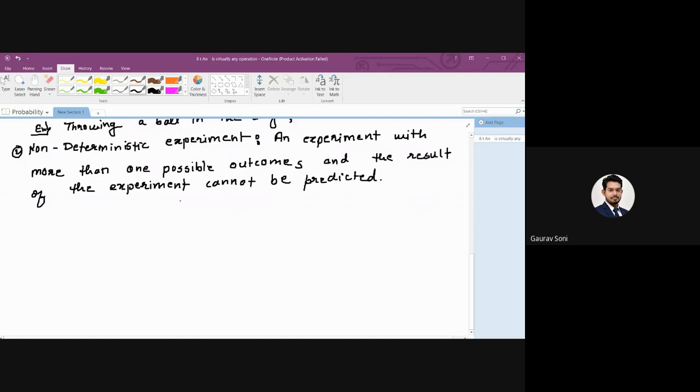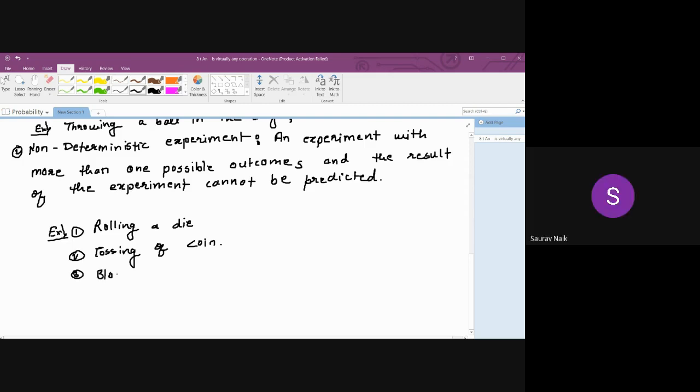Okay, say for example, rolling a die. The outcomes are going to be 1, 2, 3, 4, 5, 6. Tossing of a coin. Blood group of a person. Can we say selection of any project, because probably 2 or 3 projects can be selected like that? Yes. Blood group of a person can be O, A, B, AB, whatever.